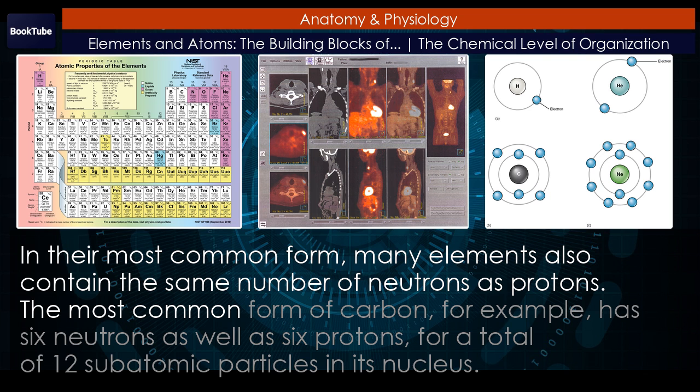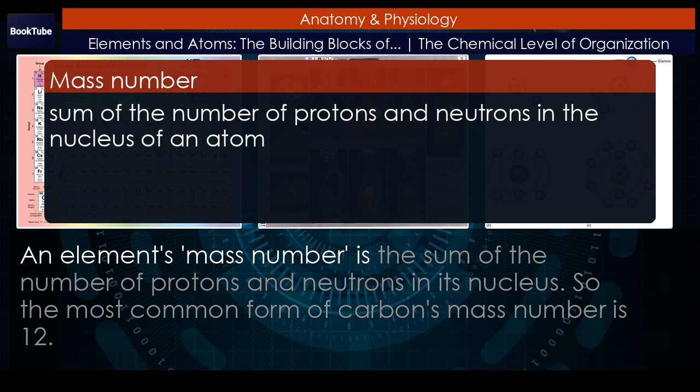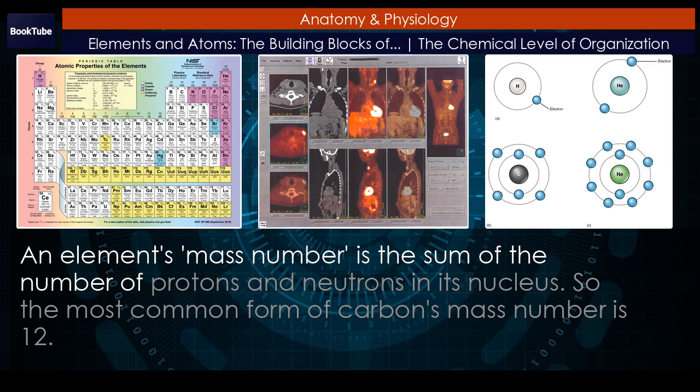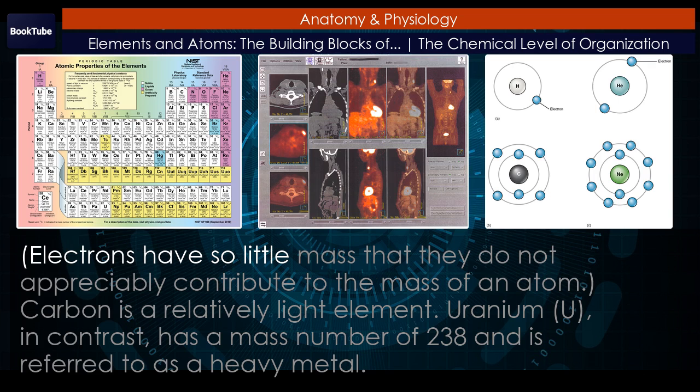The most common form of carbon, for example, has 6 neutrons as well as 6 protons, for a total of 12 subatomic particles in its nucleus. An element's mass number is the sum of the number of protons and neutrons in its nucleus. So the most common form of carbon's mass number is 12. Electrons have so little mass that they do not appreciably contribute to the mass of an atom.